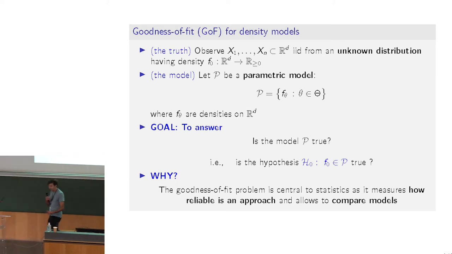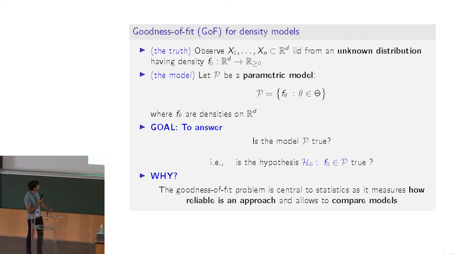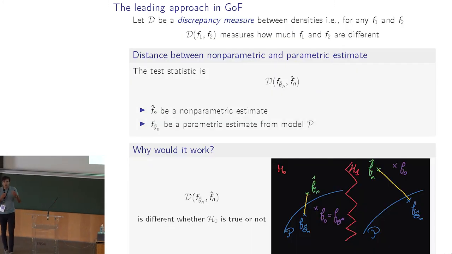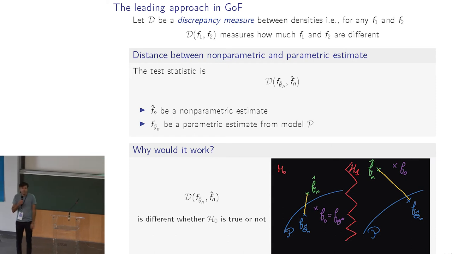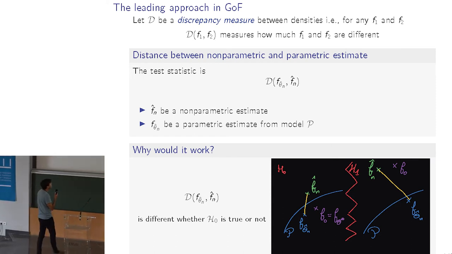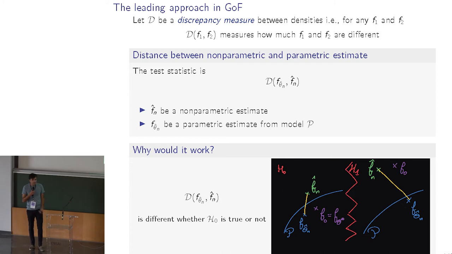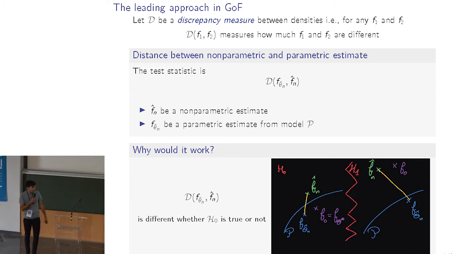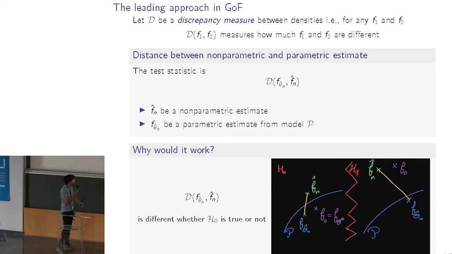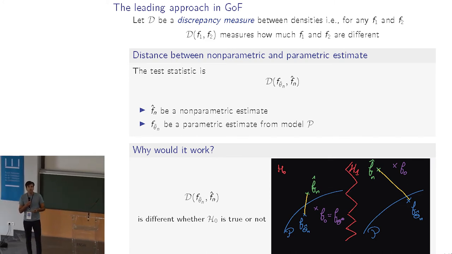So this approach has been well studied in the past, and I would like to underline one of the main ideas in this literature. It's based on discrepancy. Say you have a discrepancy between densities, denoted by D, and it represents how different two densities could be. The main idea in the literature is to compute the discrepancy between the non-parametric approach and the parametric one.